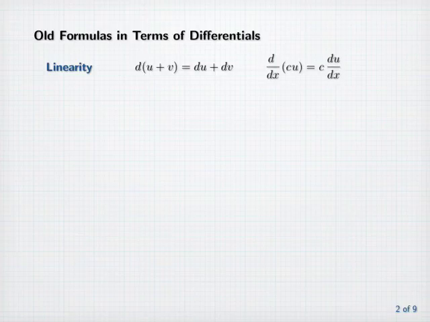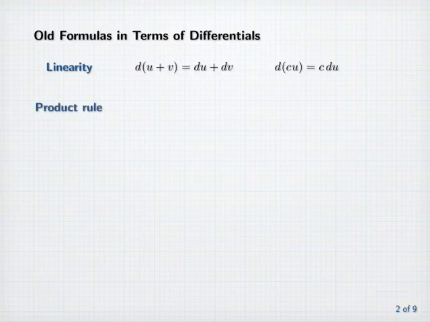The other linearity property of derivatives is that the derivative of a constant times the function u with respect to x is equal to the constant c times du/dx. The analogous property of differentials is that the differential of c times u is equal to c times the differential of u, provided, of course, c is a constant.